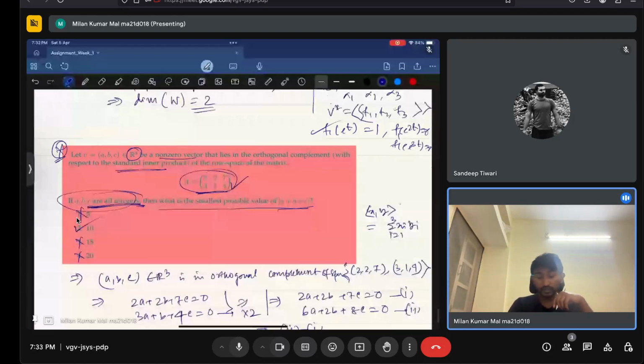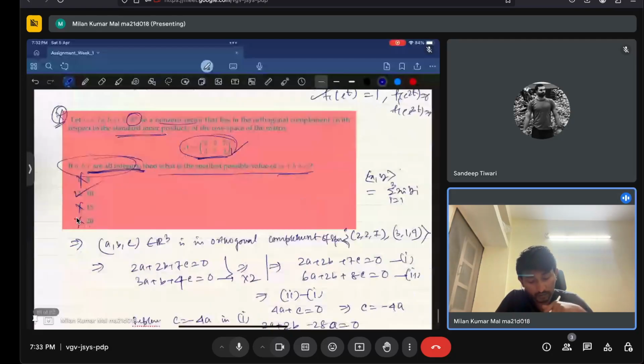Let V be the real vector space of 5 by 5 matrices. This is a very good problem, I think. Let S be the set of all commutators AB minus BA, where A and B come from V, and let W denote the subspace of V spanned by S. So that means this is the commutator space.